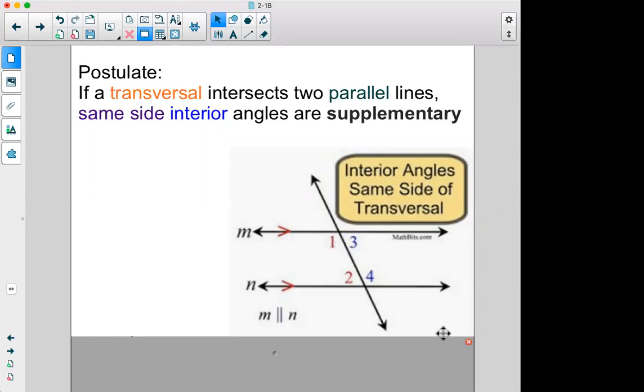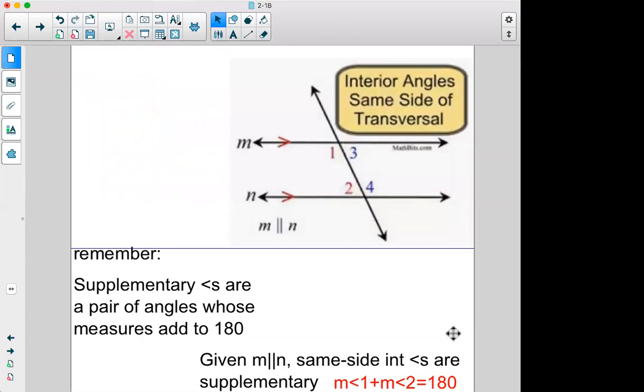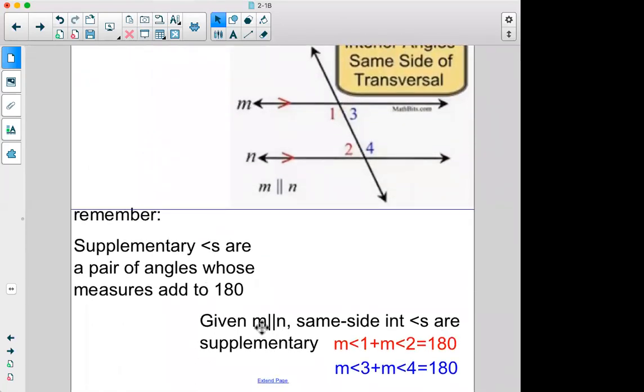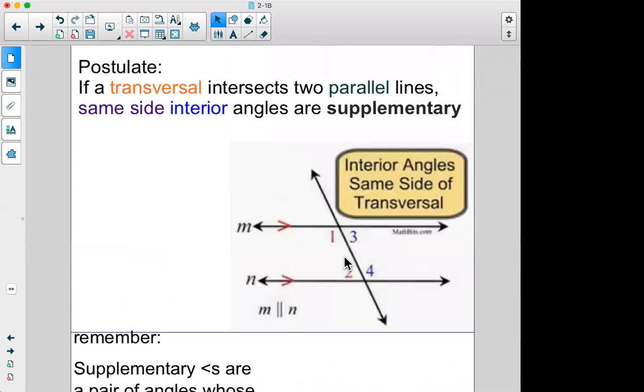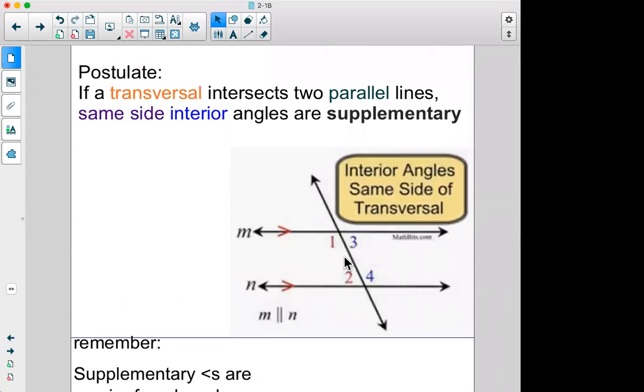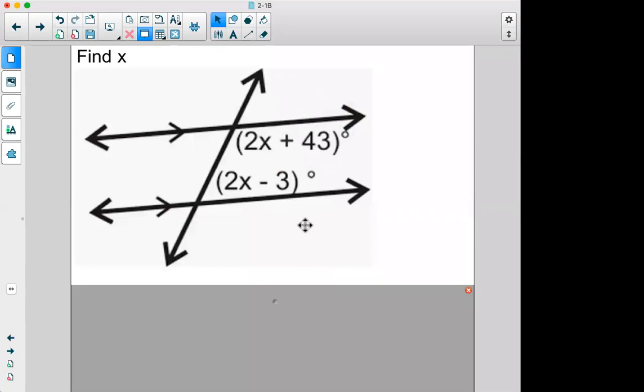And if that's true, we remember that supplementary angles are two angles that add up to 180. So if you are given parallel lines, these are same side interior angles, so their measurements would add to 180. If these are parallel lines given by that symbol and this symbol, then these are same side interior angles and they would also be supplementary. So if you have parallel lines, then same side interior angles are supplementary. So pause the video and find X using that property.